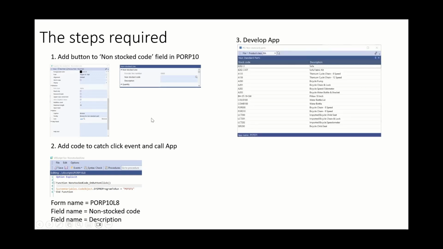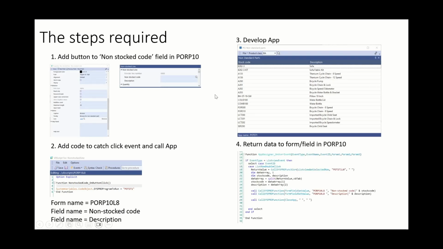We will quickly develop an app, or rather I've already done it, and we'll have a quick flash through that. Basically, it's asking for a product class. It'll do a query for some stock codes. We will double click one of these. And what the double click will do, it's a list view event. We're looking for the double click event.